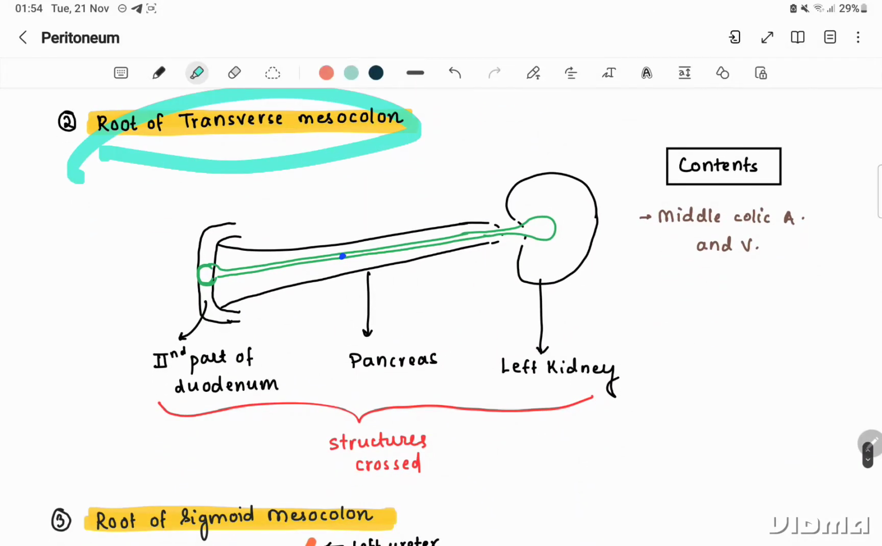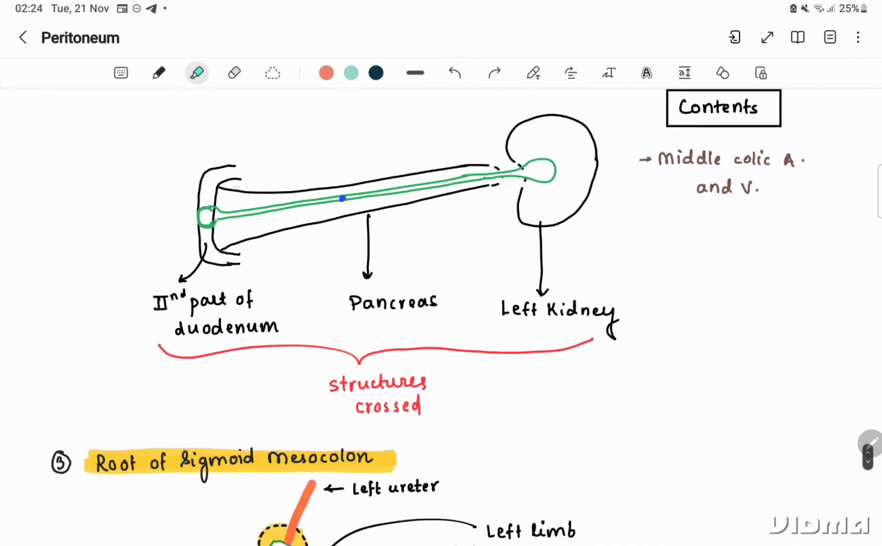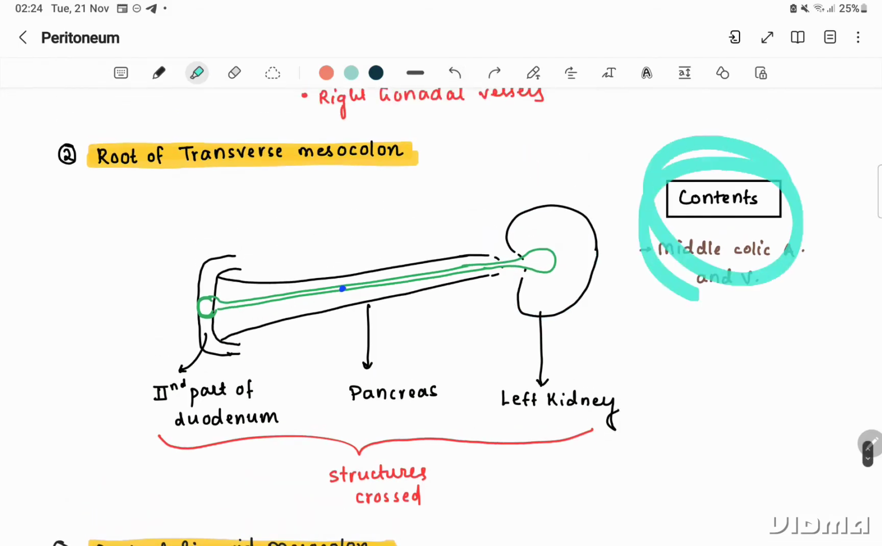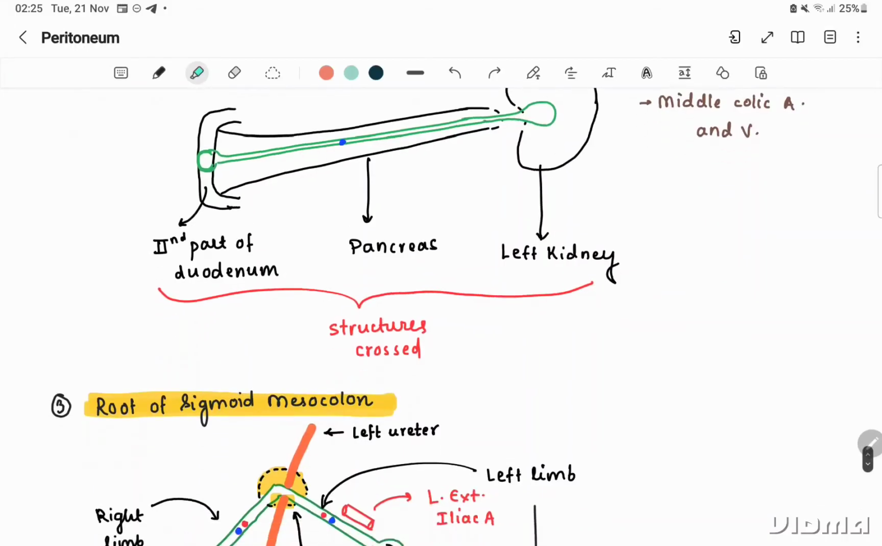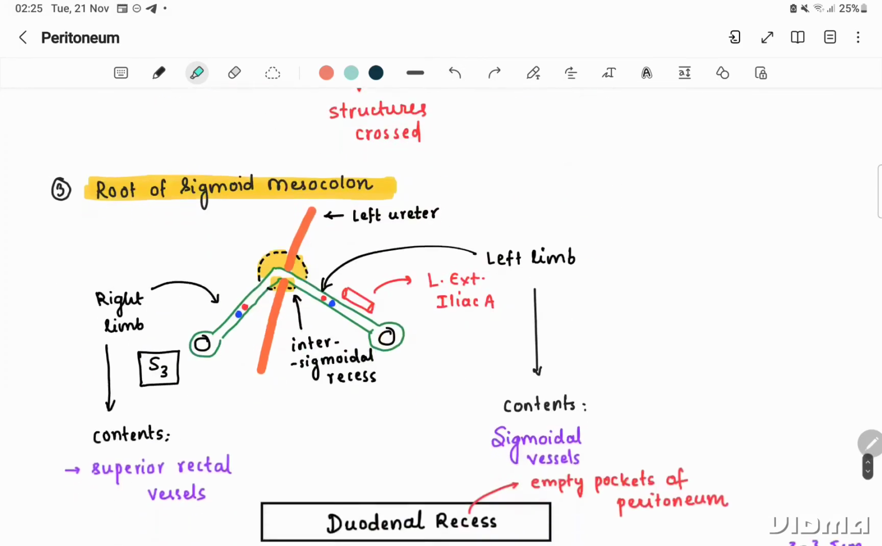Then let's discuss the root of the transverse mesocolon. This is the second part of the duodenum, and this is the root of the transverse mesocolon. This is the pancreas, and this is the left kidney. The content of the root of the transverse mesocolon is the middle colic artery and vein, and it crosses structures like the second part of the duodenum, pancreas, and your left kidney.